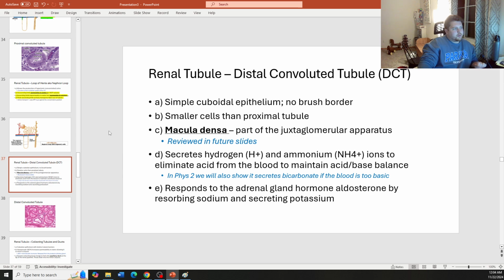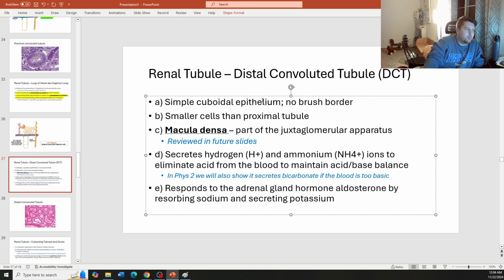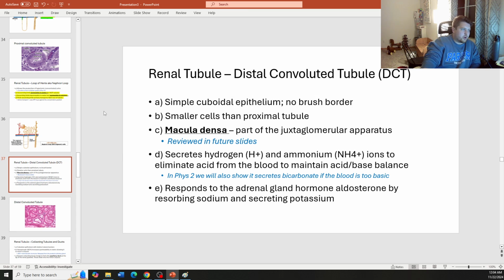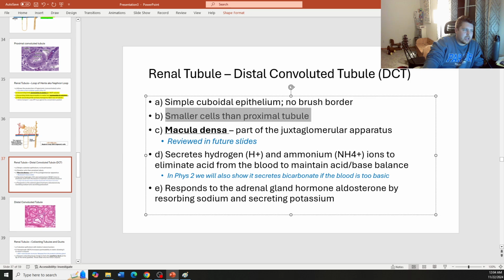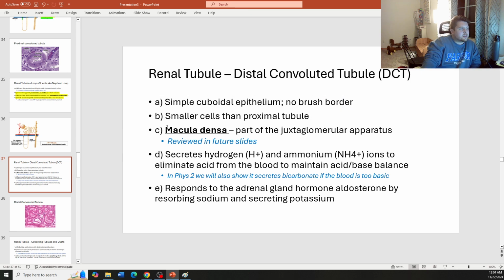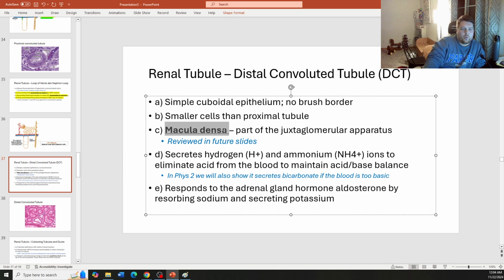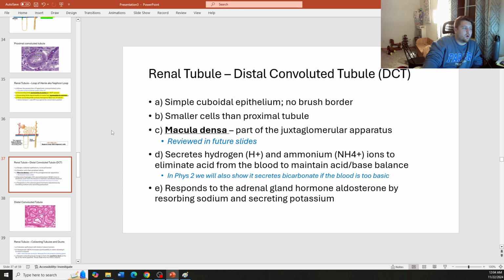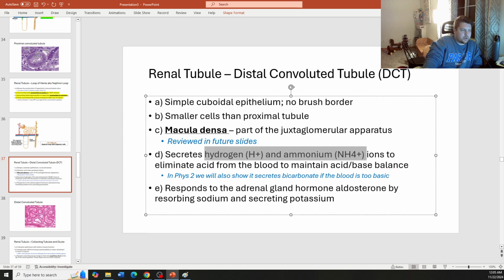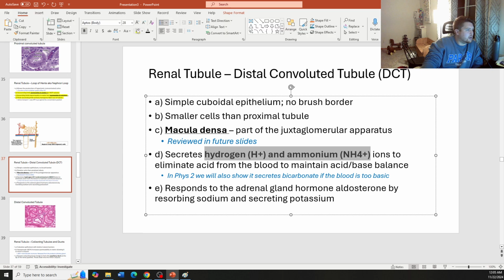The distal convoluted tubule is made up of simple cuboidal epithelium with no brush border. It has smaller cells than the proximal tubule. It contains something called the macula densa, which is part of a structure called the juxtaglomerular apparatus. We're going to look at that on its own in a little bit. In the distal convoluted tubule, its job is maintaining the acid-base balance. So it can secrete hydrogen or it can secrete ammonium. These are perfect test questions right here.